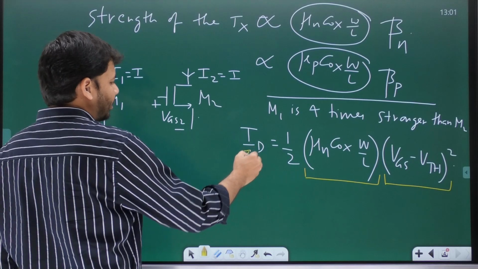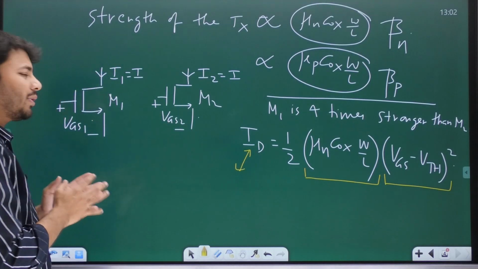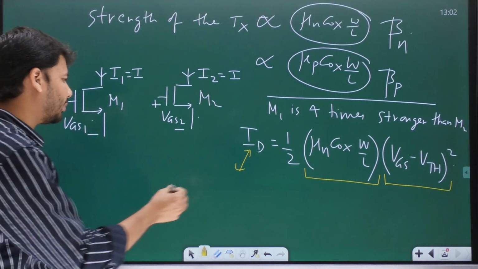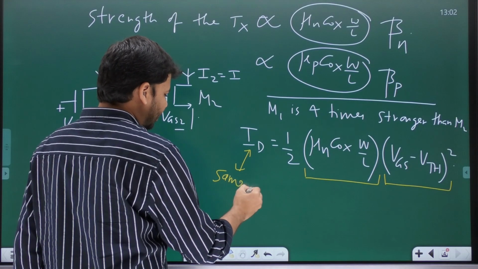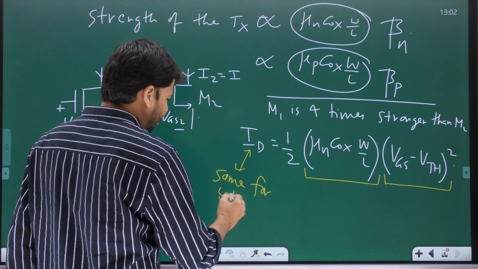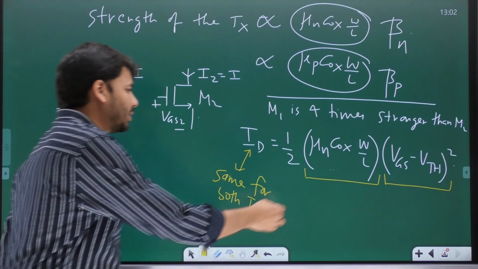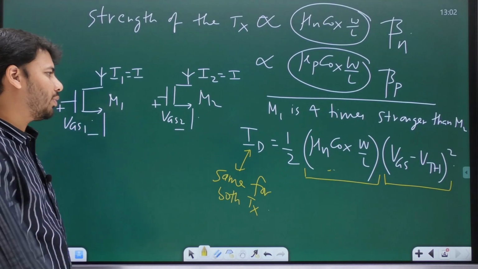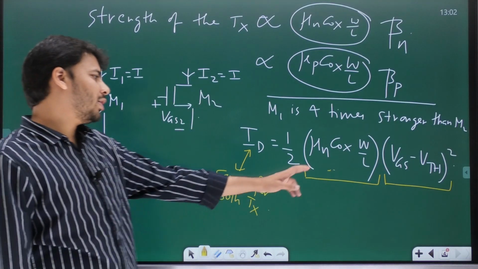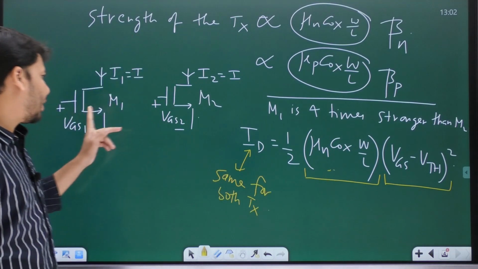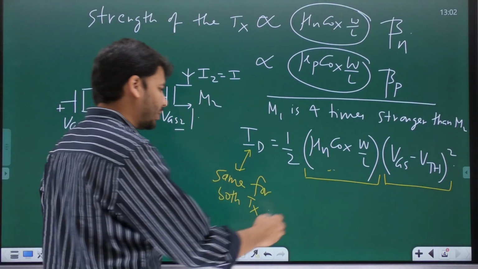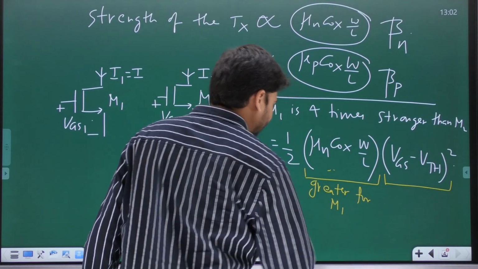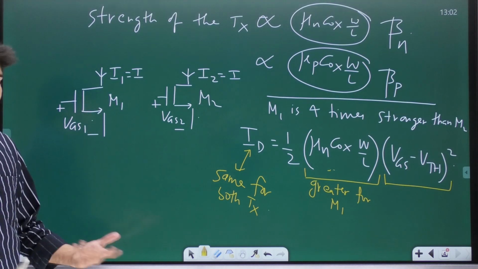And here, in this particular scenario, even though both the transistors are not identical, they still have the same current, which means ID is the same for both transistors. Now is this mu n Cox W by L greater for M1 or for M2? M1 is 4 times stronger than M2. It means mu n Cox W by L of M1 is 4 times that of M2. So this factor is greater for M1.